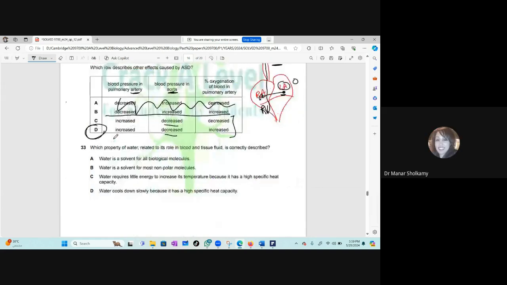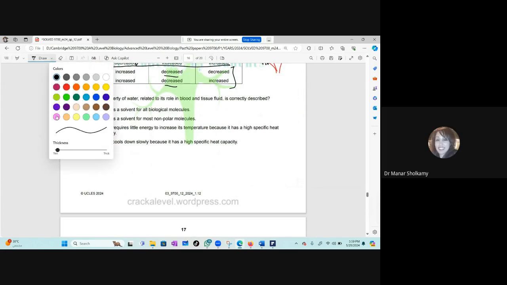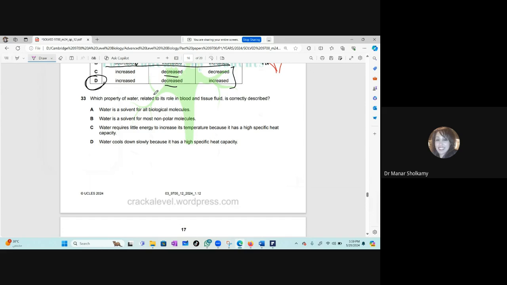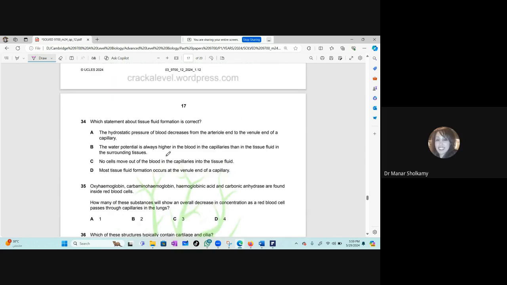Yes, good. Okay, 33. Now let me change color. Which property of water related to its role in blood and tissue fluid is correctly described? Water is the solvent for all biological molecules. Water is the solvent for most non-polar molecules. Water requires little energy to increase its temperature because it has a high specific heat capacity. Water cools down slowly because it has a high specific heat capacity. Yes, you're right. Well done.